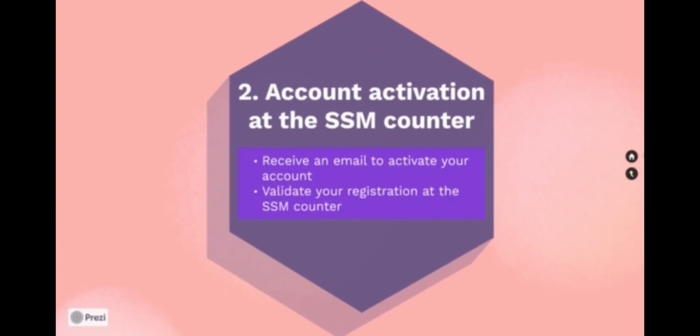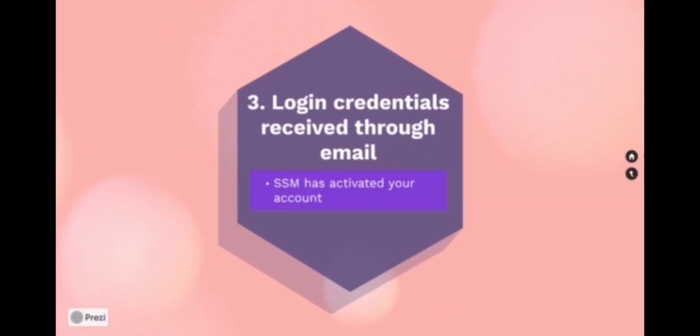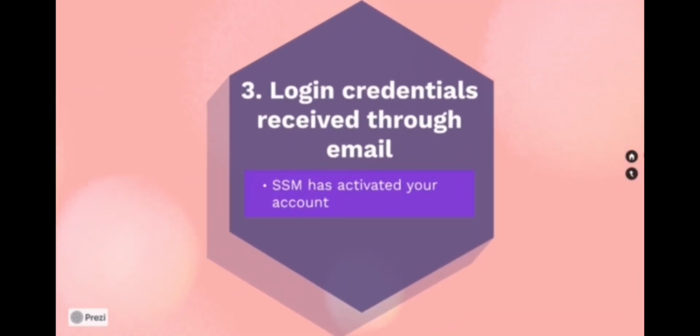Step 2 is account activation at the SSM counter. Once you have registered your account on MyCoID, you will receive an email to activate your account. Then you will receive another email and need to visit an SSM counter to validate your registration. Step 3 is login credentials received through email. After the SSM has activated your account, you will receive the login credentials through email on MyCoID.